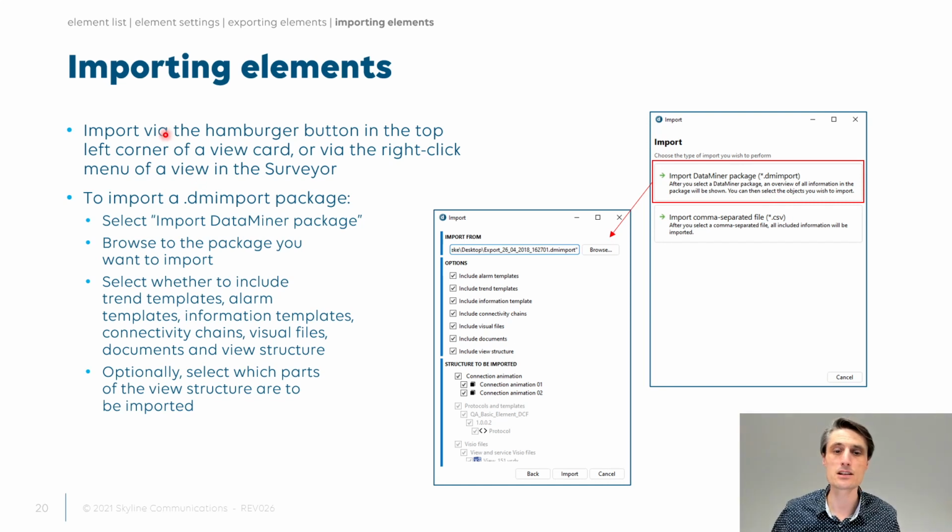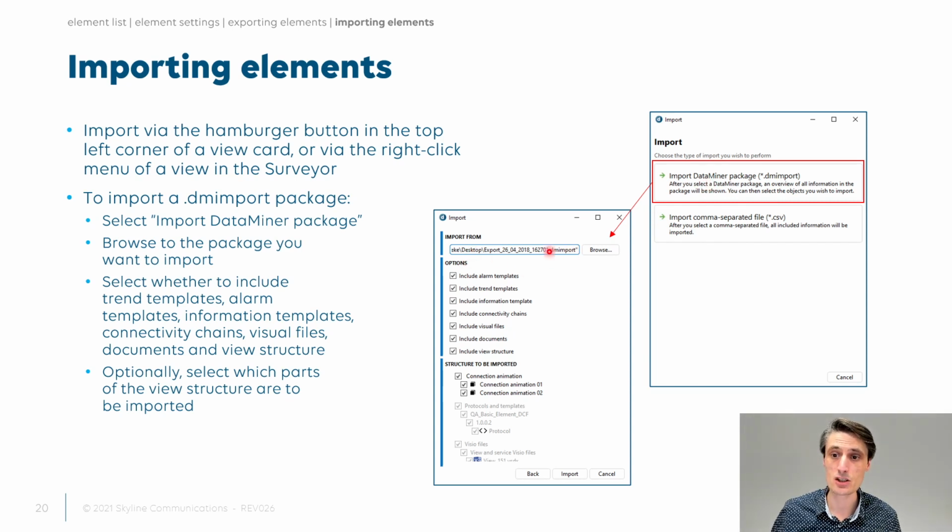On that other DataMiner system, I can just right-click. You can use again the hamburger menu of the view card, or just right-click somewhere in your view structure where you want to put it in. So for instance, going to my operational environment, right-clicking on Europe or on Belgium, and you want to put it underneath Belgium because Brussels is in Belgium. So you right-click on Belgium and you say import the DM import package here.